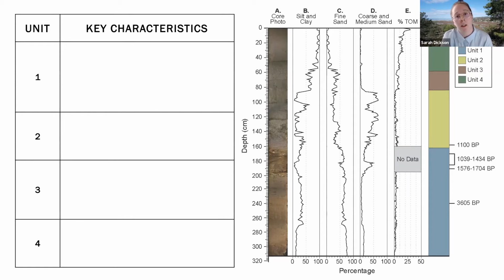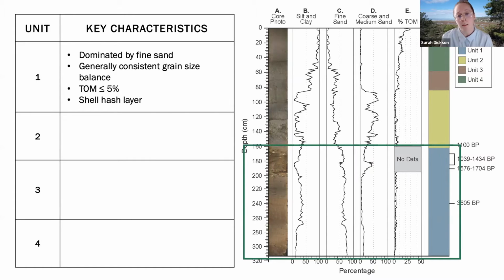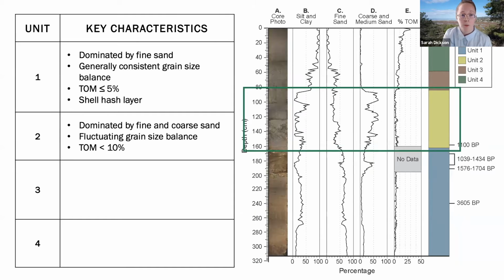Looking at the strat column next to the grain distribution profiles and total organic matter, we can see some distinct differences between each one. The key characteristics of unit 1 are that it is dominated by fine sand, the grain size is generally balanced and consistent throughout, and the total organic matter is mostly less than 5%, as well as the shell hash layer is present near the top of this unit. Unit 2 is defined by mainly fine and coarse sand, but has fluctuating grain size balance between coarse sand, fine sand, and mud. The percentage of total organic matter remains less than 10%.